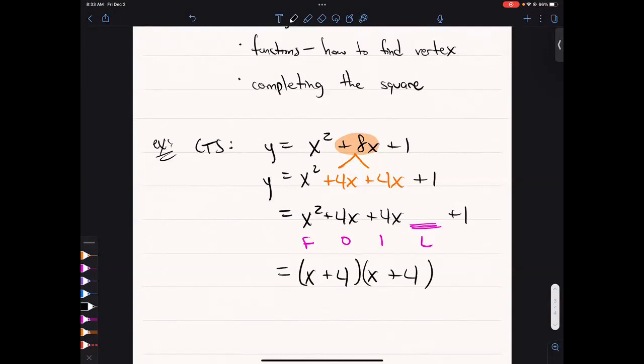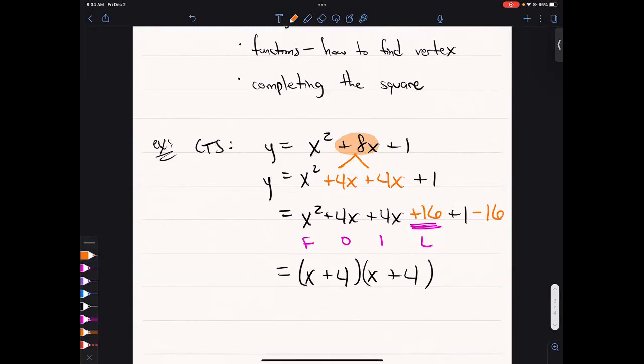If this came from the first part of this expansion, it must have been x times x. This and this came from the outer and inner parts of x times 4 and x times 4. Okay, what would the last part of that product be? 16, right? 4 times 4. That's the completing part, right? The thing that you were missing, the reason that square was incomplete, is that you're missing the 16.